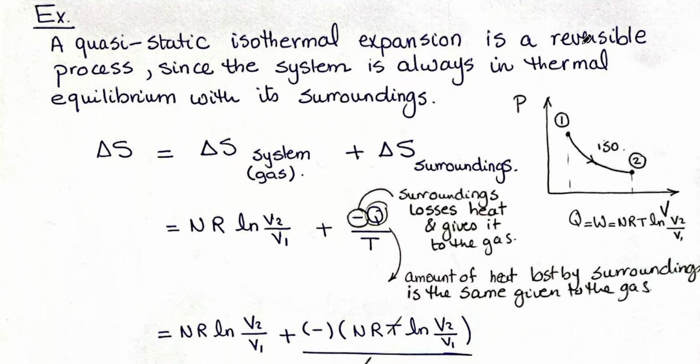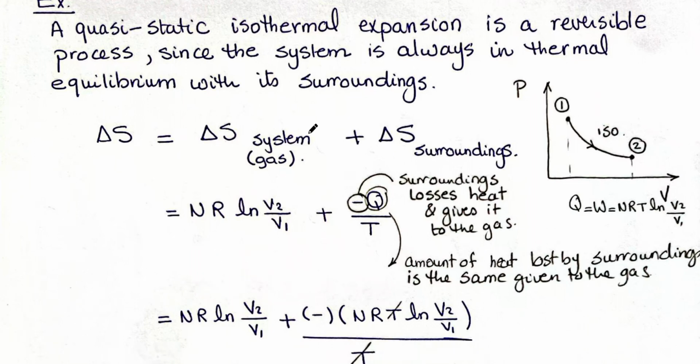Now we have an isothermal process and we want to prove that the isothermal expansion is a reversible process. To prove this, we will calculate delta S. If the change in entropy of the system and the surroundings is zero, then this is a reversible process, as stated in the second law of thermodynamics. So I will get delta S total of the system and the surroundings.